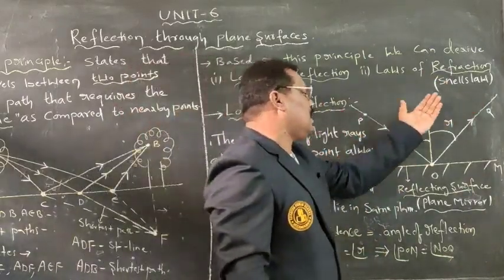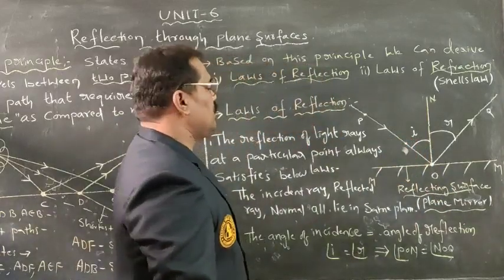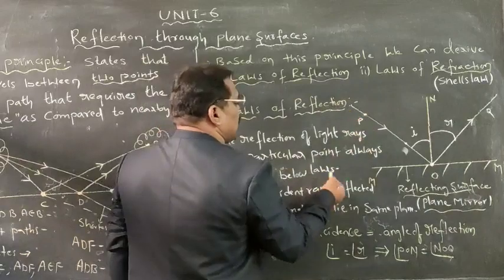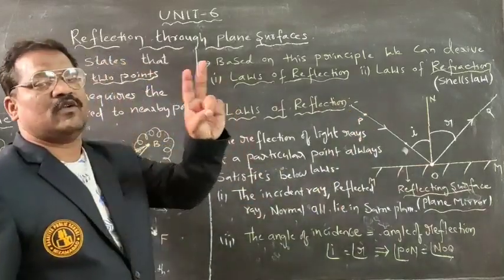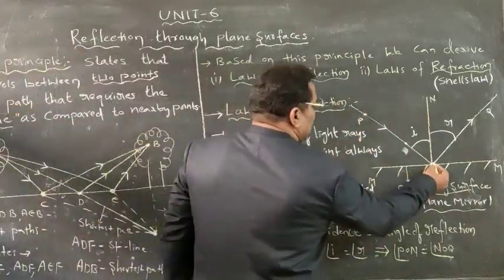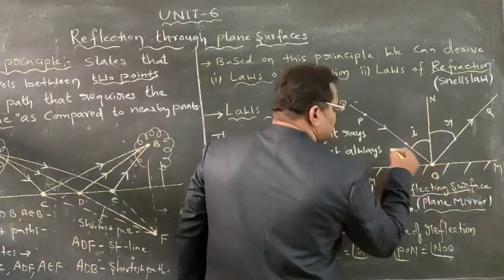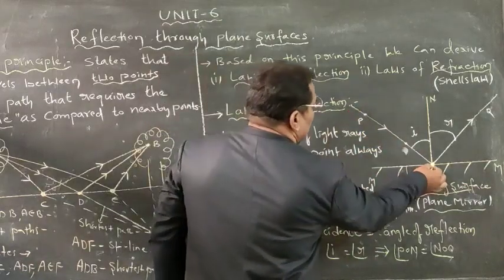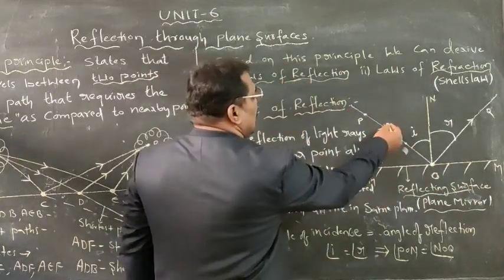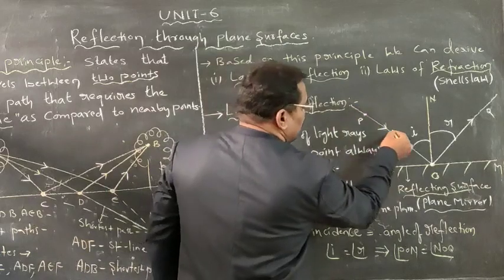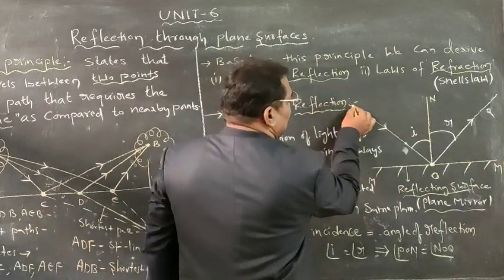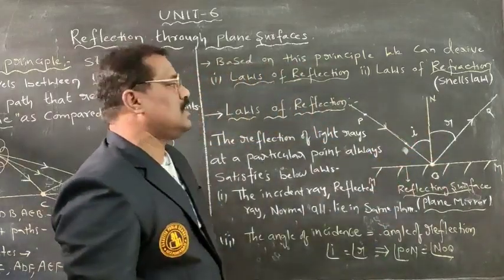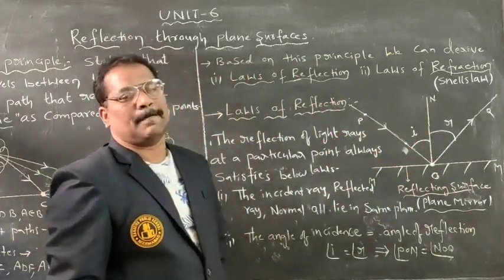So what happened? I am taking a reflecting surface. On that reflecting surface, the reflection of a light ray at a particular point always satisfies 2 laws. Let me draw one point on it, let that point be O, and allow a light ray to be incident at that point. The light ray which is coming from the object and is incident on the reflecting surface is called the incident ray.